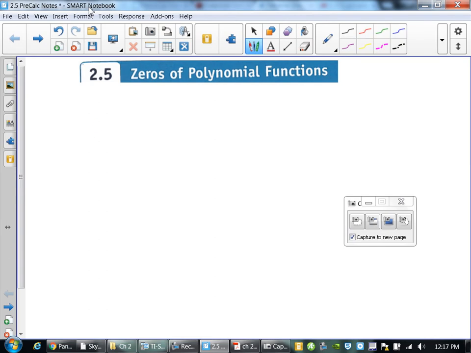If I have a fourth degree polynomial, how many possible total zeros could I have? 4. That means I could have 4 possible zeros. Is it likely I'm going to have all 4? Can I have just 1? Can I have none? It's all possible.